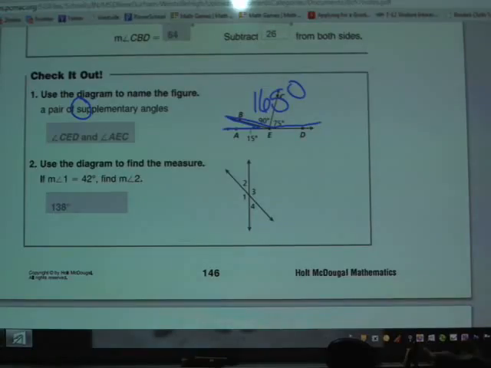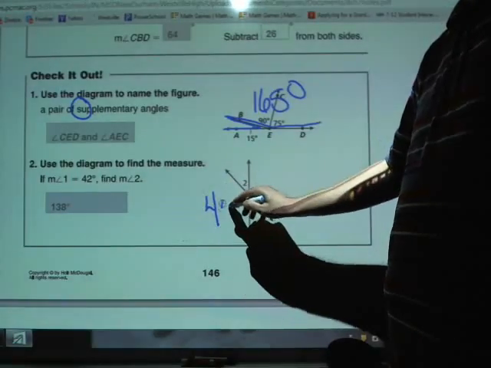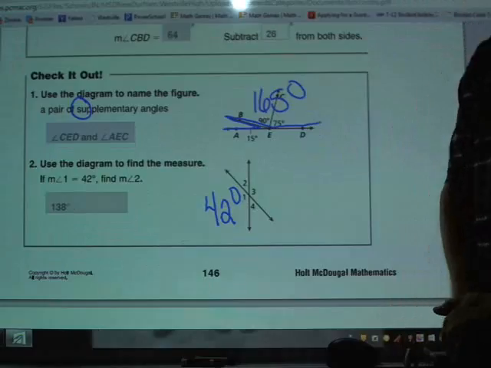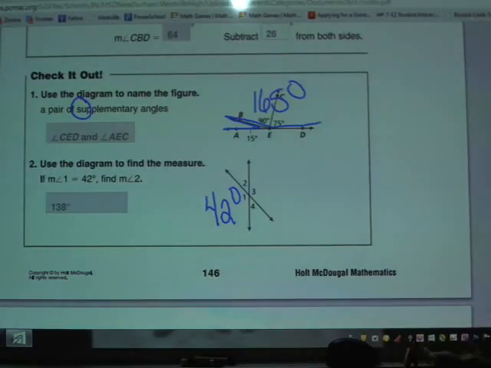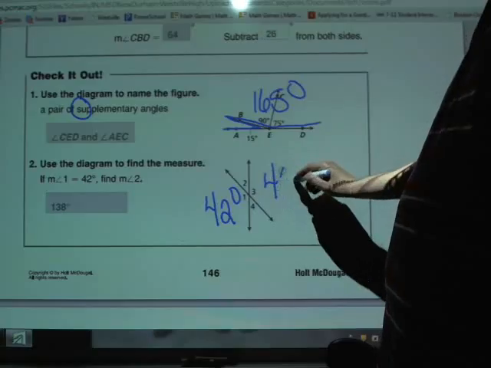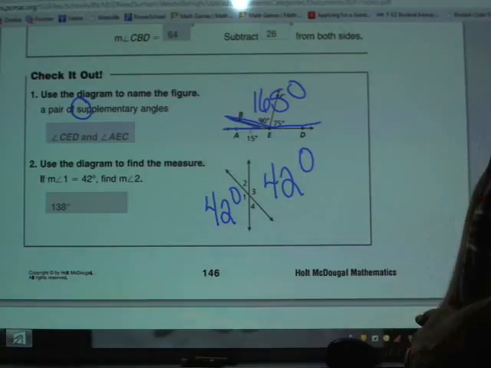Now let's take a look at the concluding question, question 2, where they're asking us to use the diagram to find the measure. And they're telling us that angle 1 is 42 degrees. Well, let's start with the one they actually aren't asking for here. Let's go ahead and take a look at the one marked 3. 1 and 3 are directly across from each other in that X shape. So those are vertical angles. Vertical angles have the property of congruence. So if we know one, we know the other. So if that one is 42 degrees, this one is also 42 degrees.